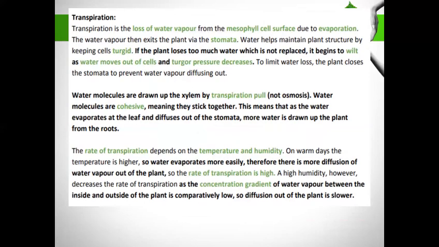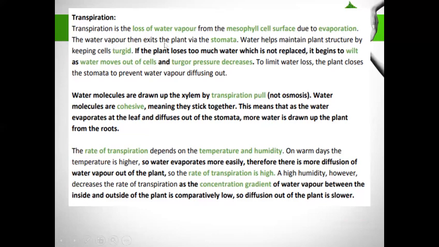Okay. Now, we are going to discuss another topic here, transpiration. What is transpiration? As you know, when we have excess water in our body, we perspire. We release sweat. In the same way, when plants have a high amount of water, this water is lost from the aerial parts of the plant. The process in which plants lose water in the form of vapors is called transpiration. So see here, transpiration is the loss of water vapors from the mesophyll cell surface due to evaporation.